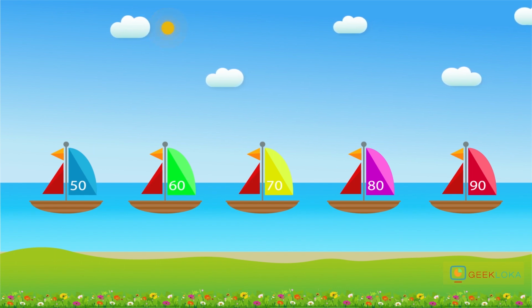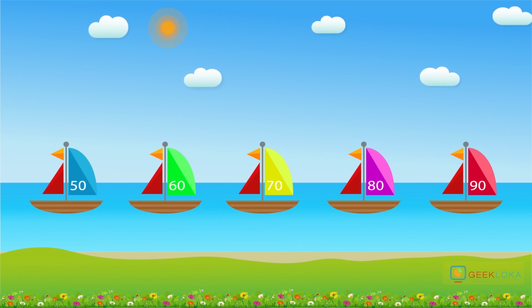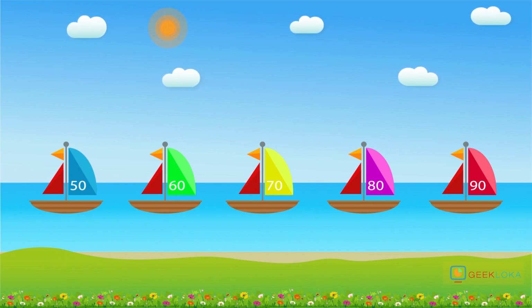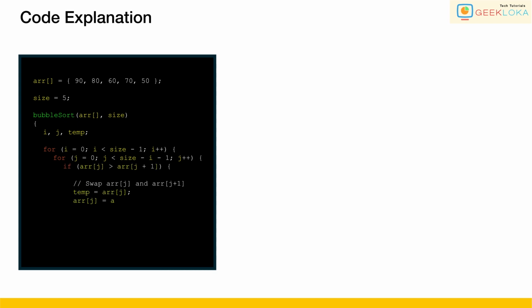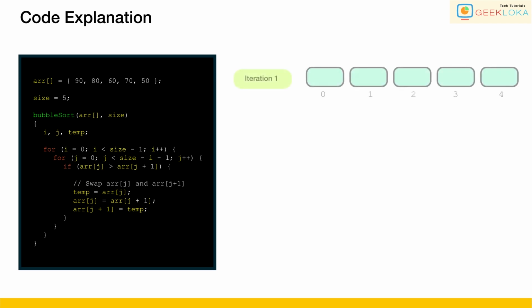Through this maritime adventure, we have seen how bubble sort, much like our fleet of boats, rearranges elements through simple steps. Each round, the largest unsorted boat advances toward its correct position, eventually leading to a beautifully organized lineup. And now we are diving into a live detailed simulation of bubble sort using an array of 5 elements: 90, 80, 60, 70, and 50. Let's see how bubble sort brings order to this numerical chaos one step at a time.